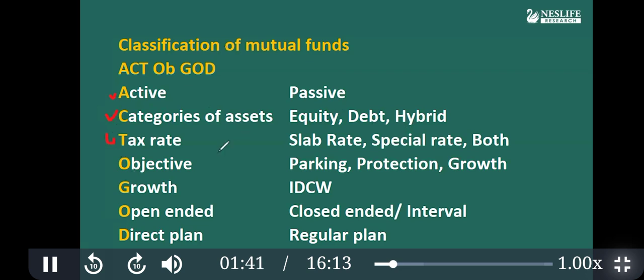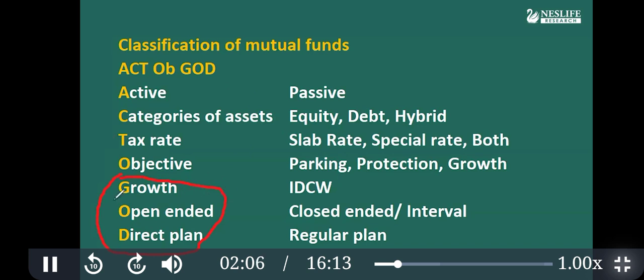Then based on the tax rate as well. This is important so that you can do tax planning and understand how much the tax will be. Then next is objective of investing. So these four are practically important to make decisions. The next three are only related to logistics and operations of the mutual fund. Okay. They are not specifically important for decision making.